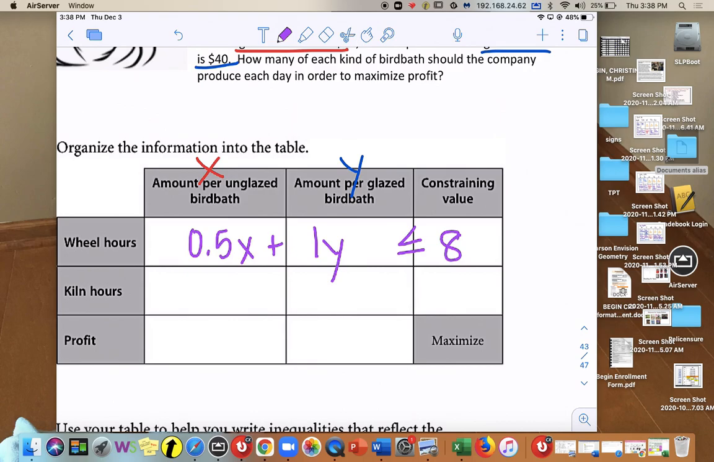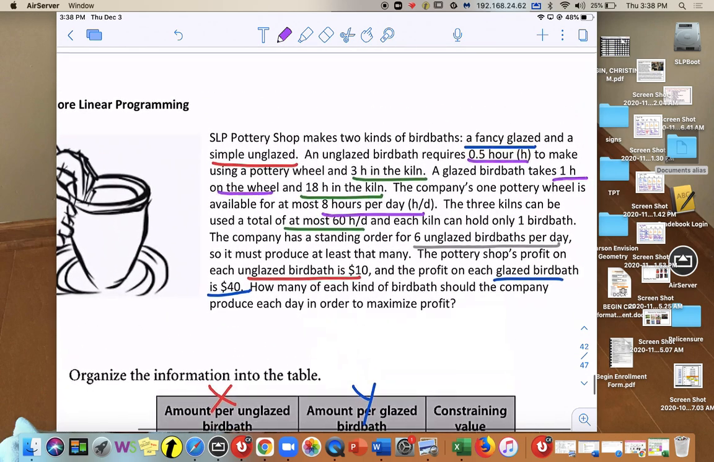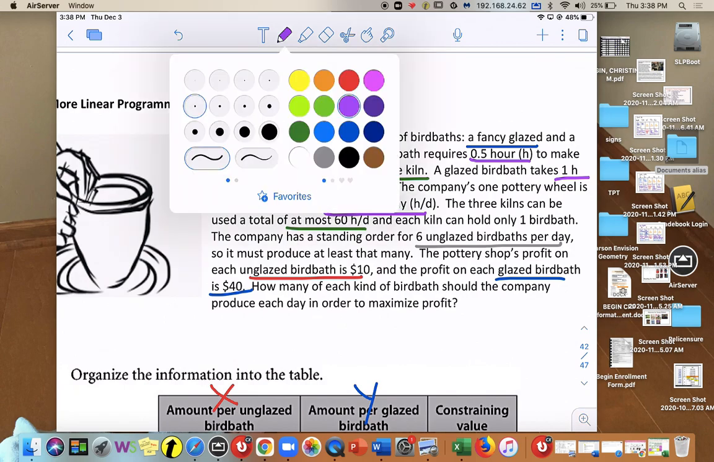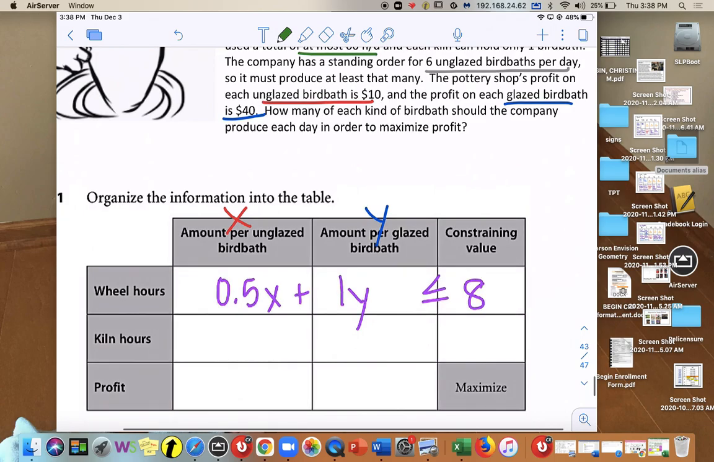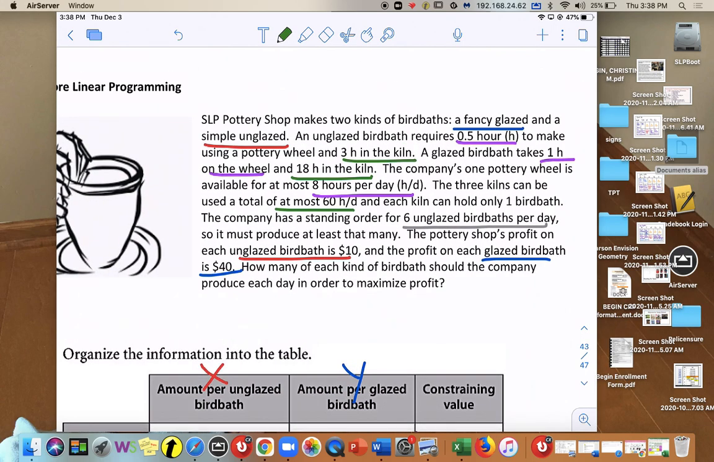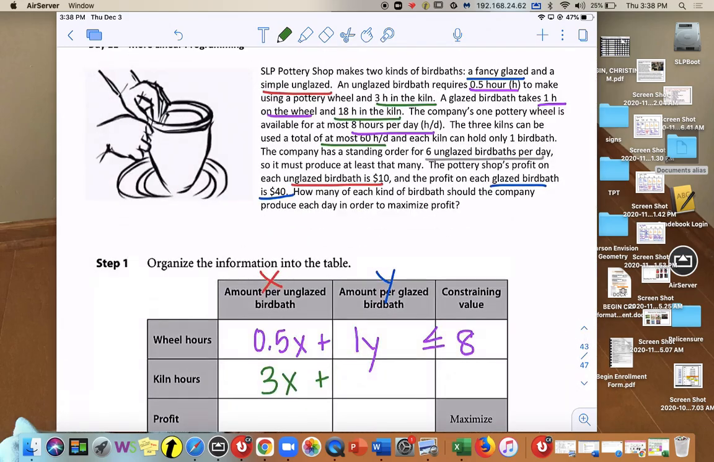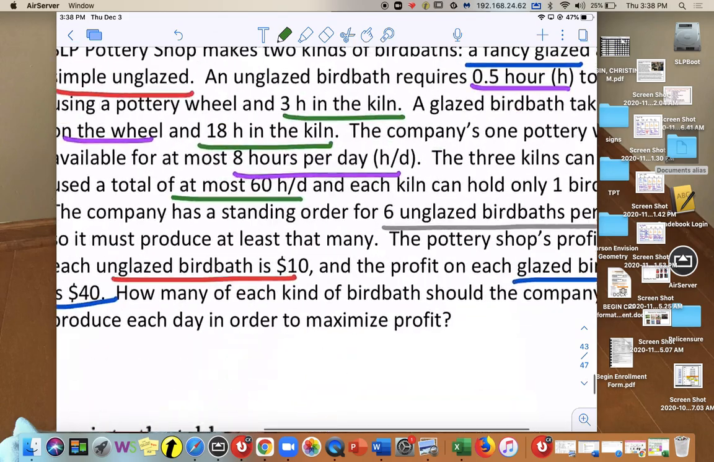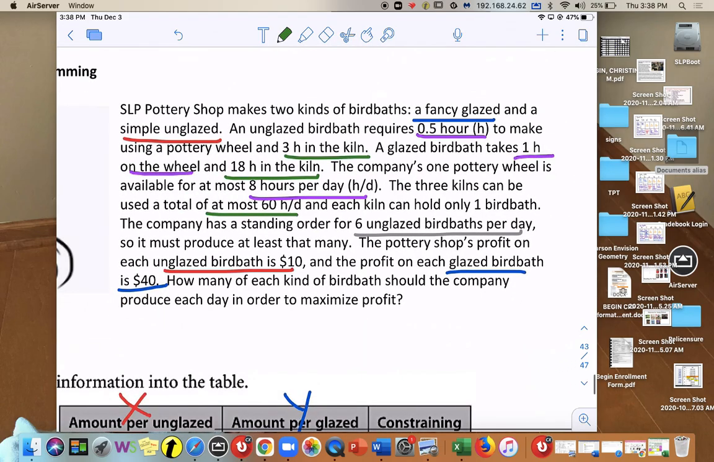All right, let's look at our second constraint, kiln hours. The kiln is the oven they bake it in to set the glaze. For the unglazed, it only takes 3 hours in the kiln, so 3 hours for every unglazed. For the glazed, it takes longer because of the paint, 18 hours. So 18 for every glazed bird bath. And there are 3 kilns that can be used at most for 60 hours per day.